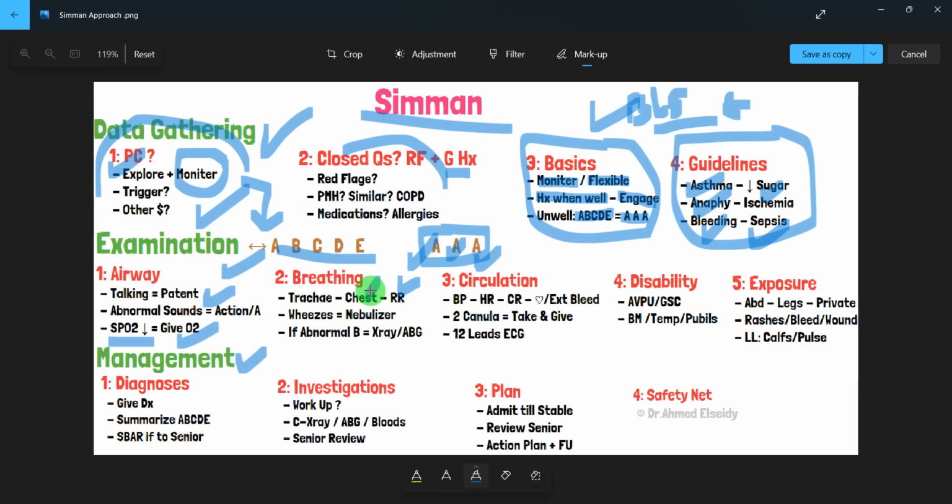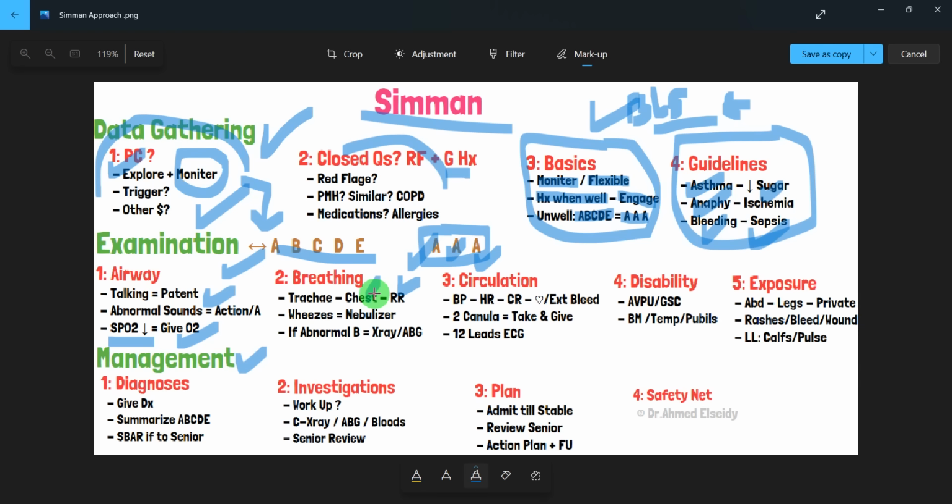So we said about inspection of the chest. Usually palpation and percussion are not very important. You can skip them, or the examiner will tell you, doctor, they are fine. And if you would like to do them, please don't waste a lot of time. Palpation is just to check for chest expansion.